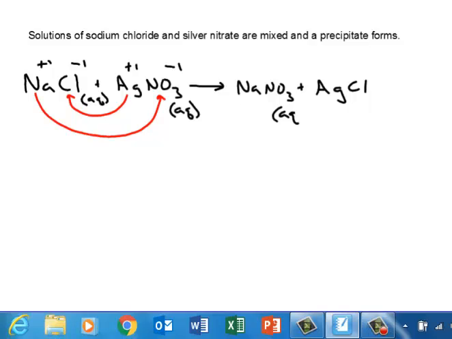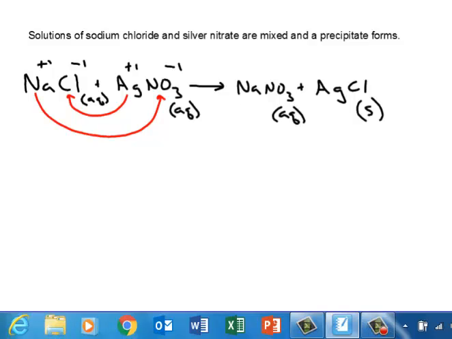If you have solubility tables you're allowed to use, you can just look those up. And you would find that the sodium nitrate is going to be an aqueous substance. Silver chloride is going to be the precipitate. That is going to be the solid. If you have solubility tables, you would find that all chlorides, bromides, and iodides are soluble, except silver, lead, and mercury(I). So here's my chemical or molecular equation as written right there.